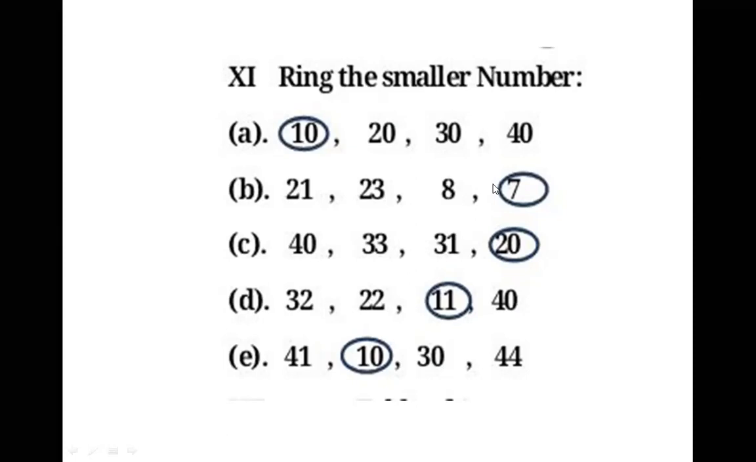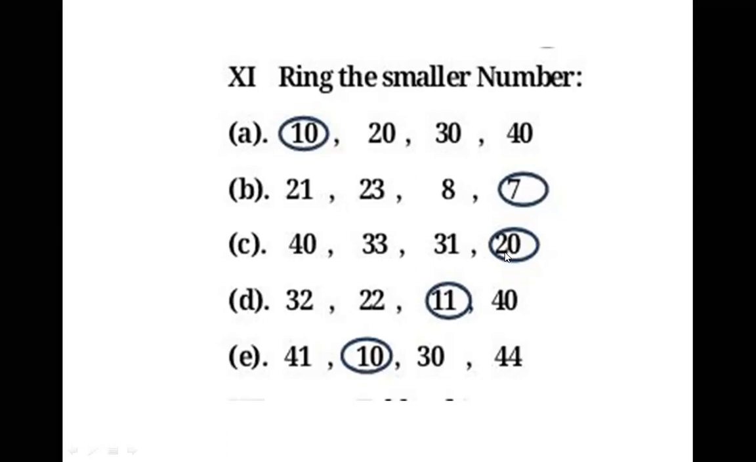Okay? Yes. Now here, number C. Here 40, 33, 31, and 20. Which is the bigger? 40 is the bigger. Which is the smaller? 20 is the smaller. How? You have to see the numbers again. 4, 3, 3, 2. So 2 is the smaller number. So we have to circle the smaller number. Why? Because it is the ring the smaller number.